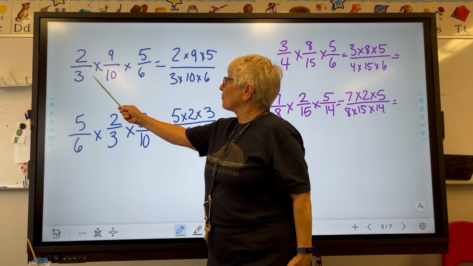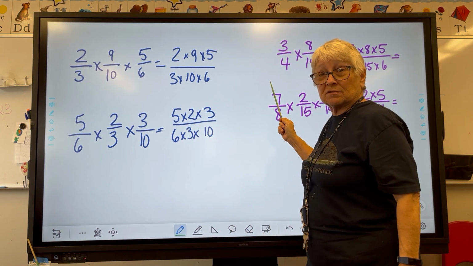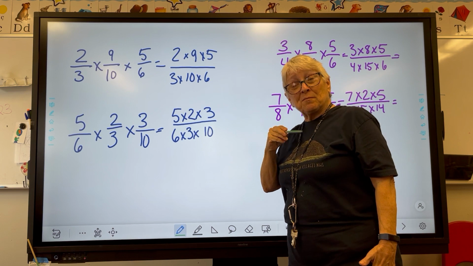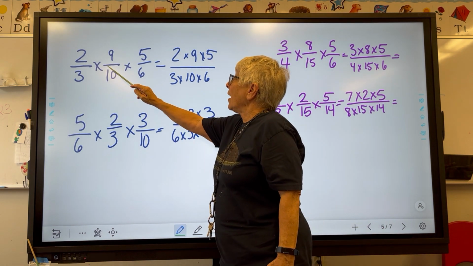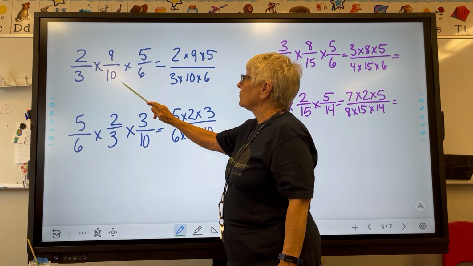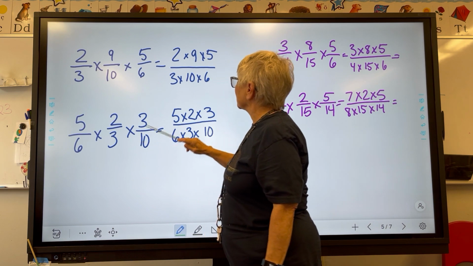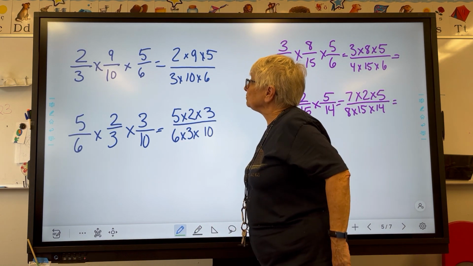Notice that I now have 3 fractions. I could have 5 fractions, but the method is still the same. I wanted to show you that. So I have 2 times 9 times 5, over 3 times 10 times 6.